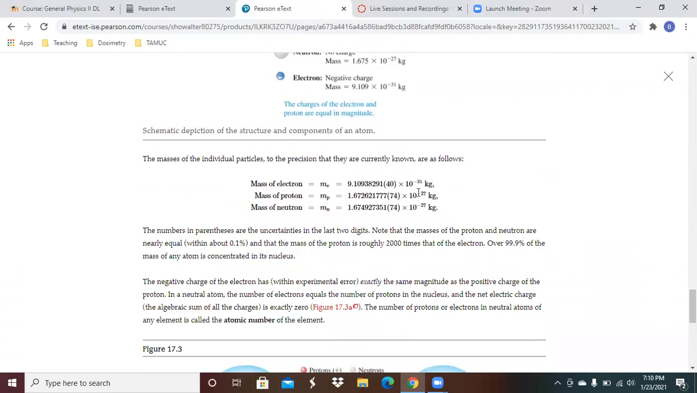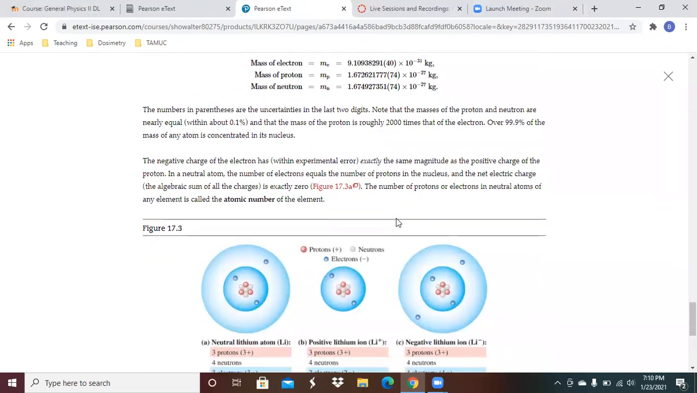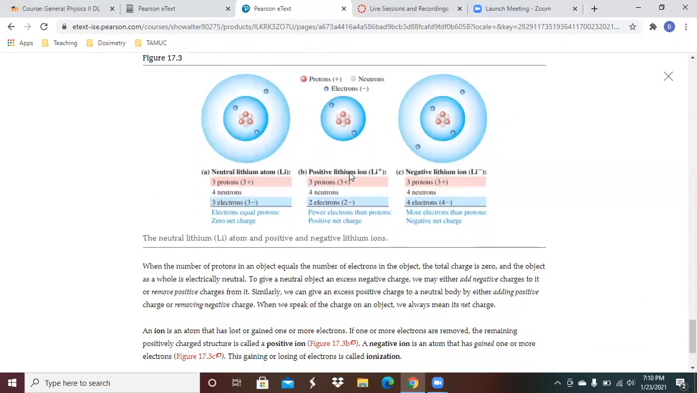These are the values that have been most recently measured down to these significant digits, and measurements at that point are a little difficult. The negative charge of the electron has exactly the same magnitude as the positive charge of the proton, which is kind of interesting. In a neutral atom, the number of electrons equals the number of protons, and the electric charge is exactly 0. The number of protons or electrons in neutral atoms of any element is called the atomic number.